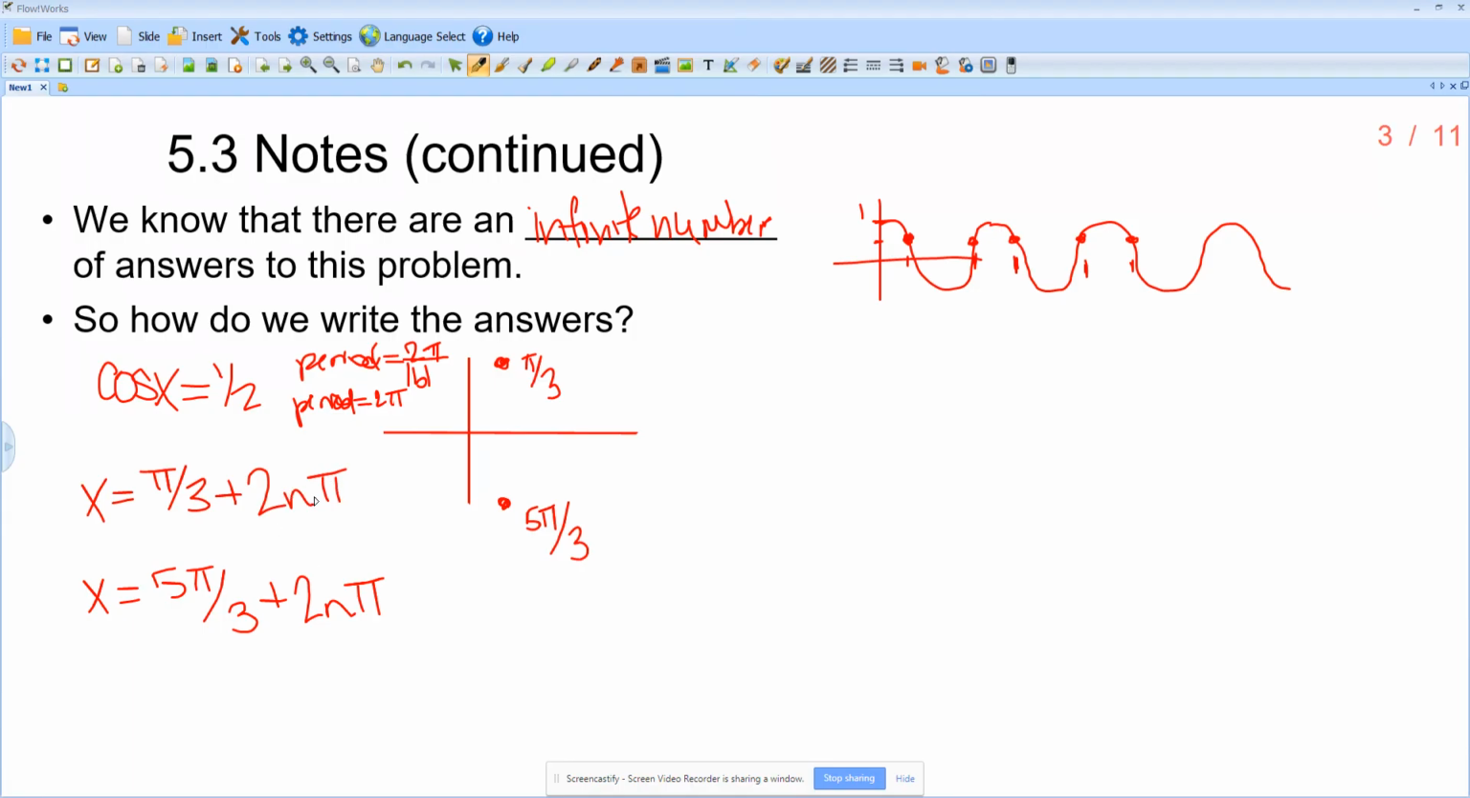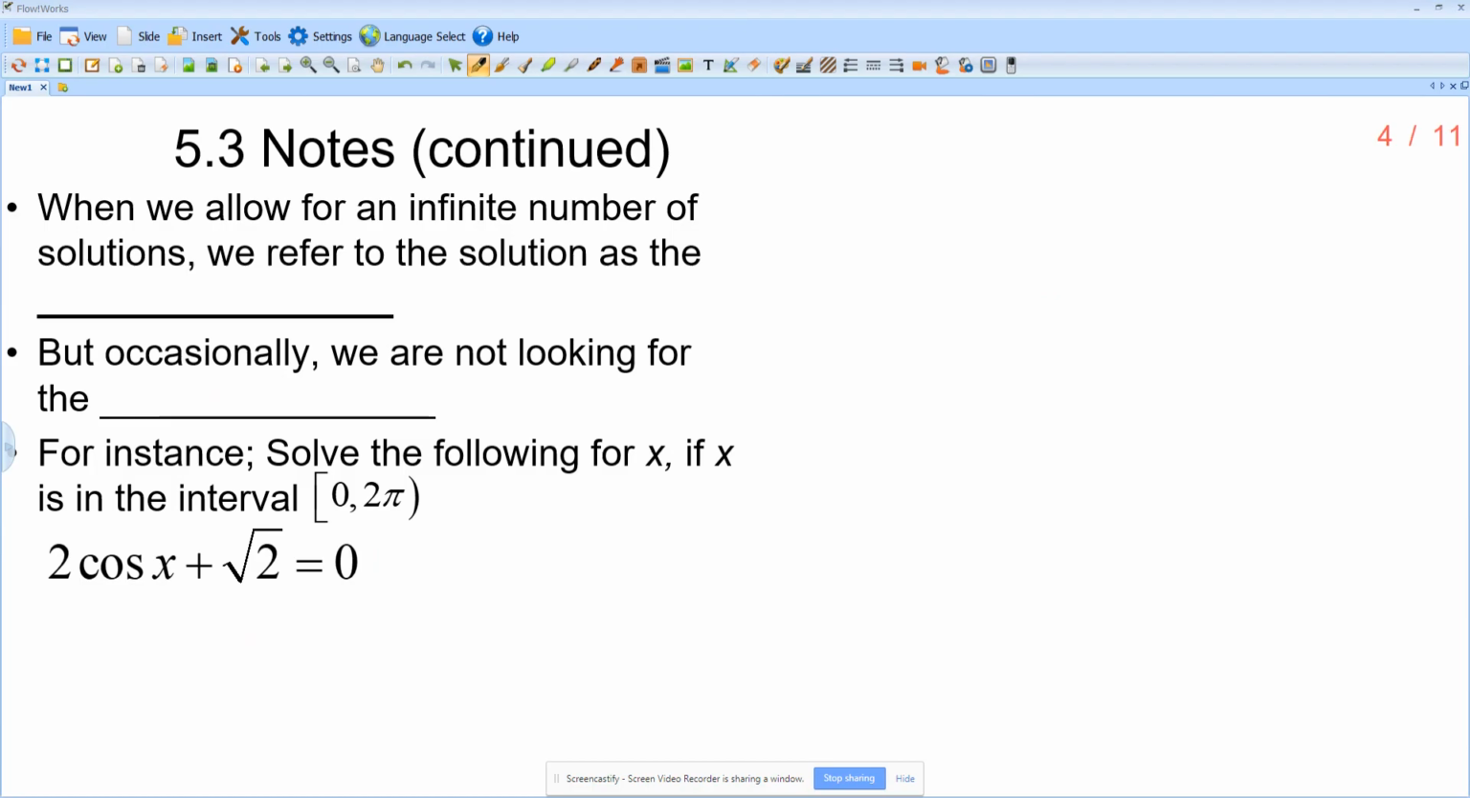multiple of 2 pi. So, if I took pi thirds and added 2 pi, that would get me right here. And if I added another 2 pi, that would get me right here. And so on and so forth. It would keep giving me 2 pi later. So this would be our general solution to the equation cosine x equals 1/2. Notice this is unrestricted. It's not on a specific domain. So when we allow for an infinite number of solutions, we refer to the solution as the general solution.